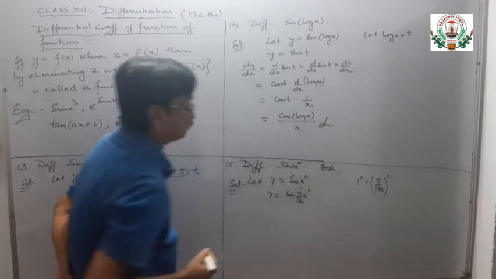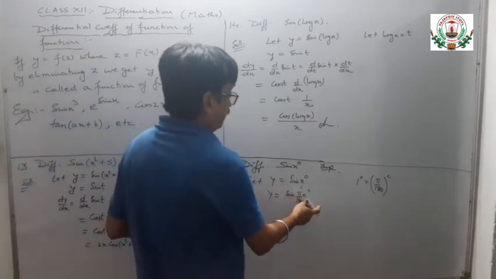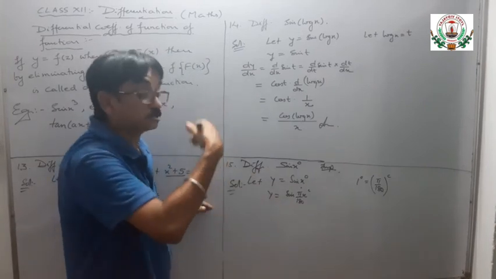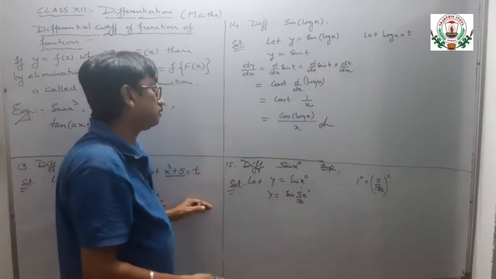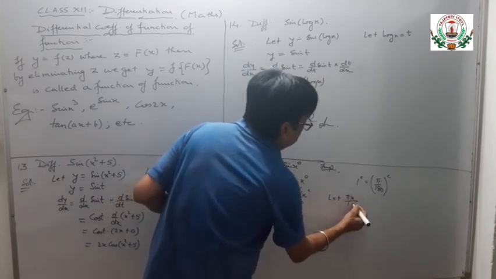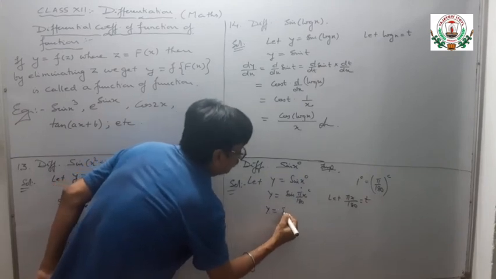This has changed to radian. Now this becomes a function of a function. I can't take pi by 180 out here and differentiate sine x. So what I have to do? Let pi x upon 180 be equal to t. We assume y equals sine t.